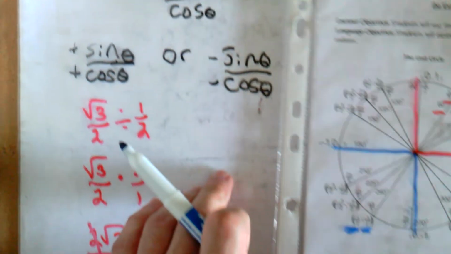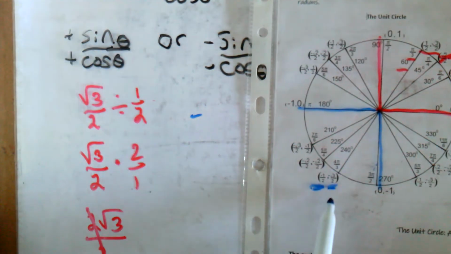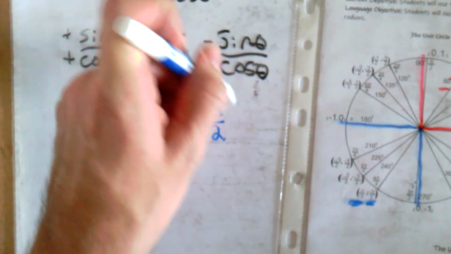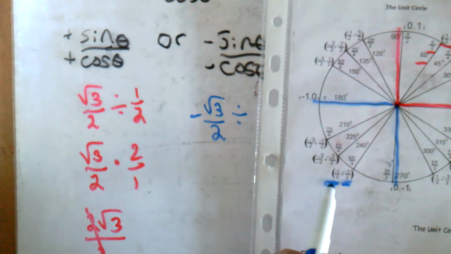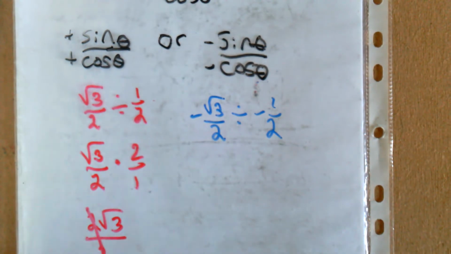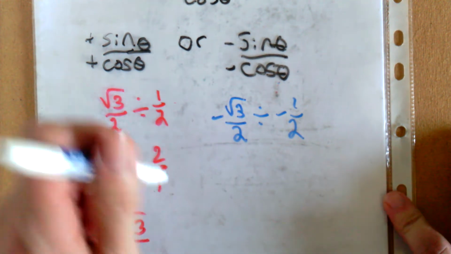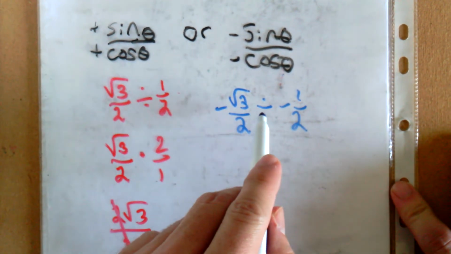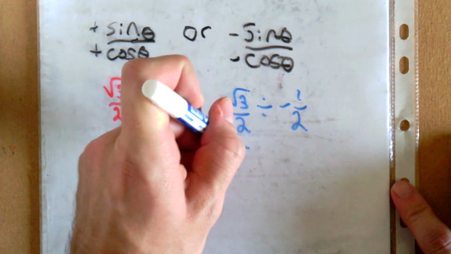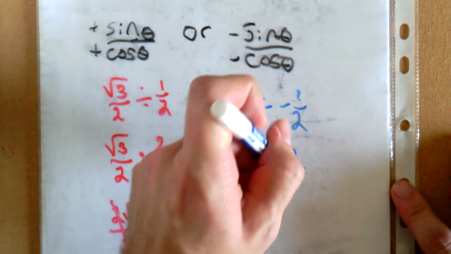So let's try it. So we have sine is negative square root of 3 over 2, divided by cosine, which is negative 1/2. Okay, so now it looks pretty much like the last problem, except for negative. So again, we're going to change it to multiplication, take the reciprocal of the fraction, so negative square root of 3 over 2 times negative 2 over 1.